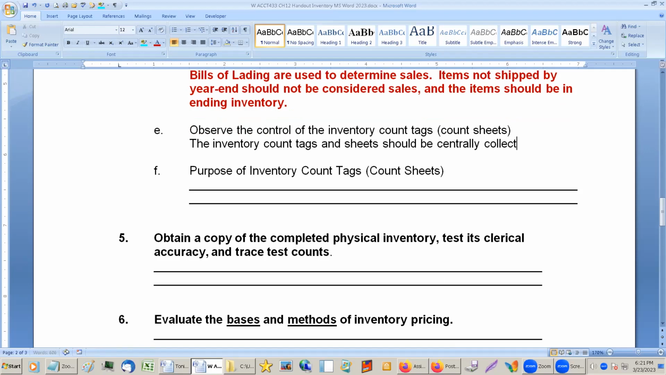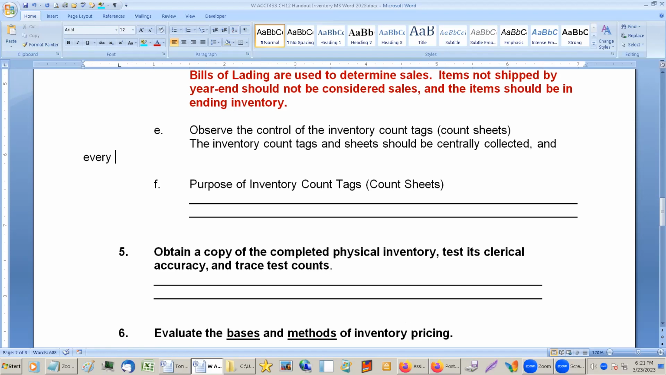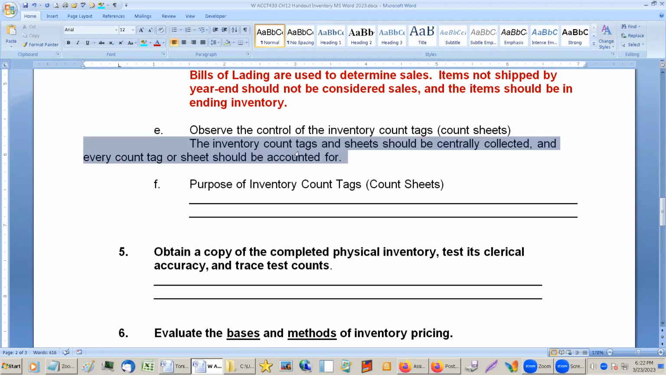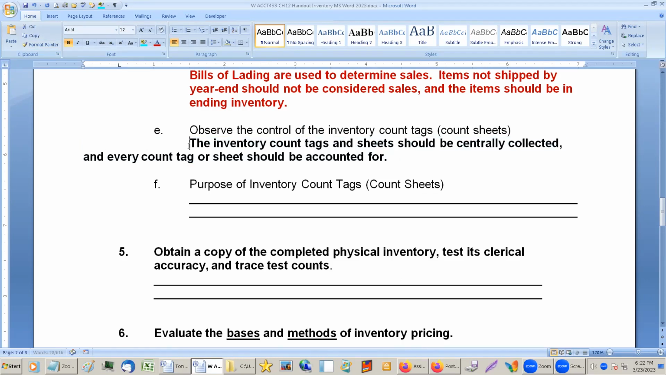Simply collected. And every tag or sheet to be accounted for. So they should be centrally collected so that you can actually count them. They'll be serially marked, you know, 1, 2, 3, 4, and so on. And all of them should be accounted for. If you're missing any, that could very well mean that some of the inventory wasn't counted.